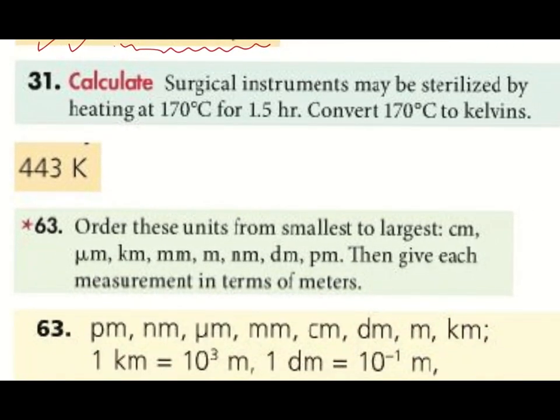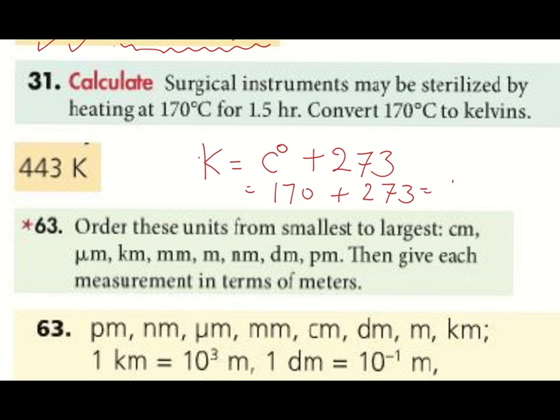Calculate: a surgical instrument may be sterilized by heating at 170 Celsius for 1.5 hours. Convert Celsius to Kelvin. Very simple. Kelvin equals Celsius plus 273. So the temperature in Celsius here was 170. So 170 plus 273 equals 443. You should memorize this number. And don't forget to write the final unit, Kelvin.